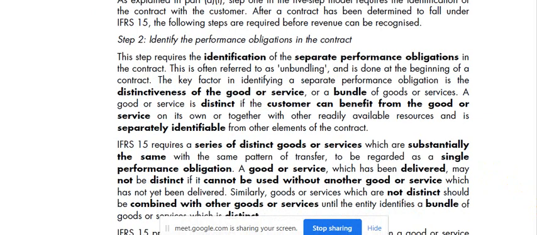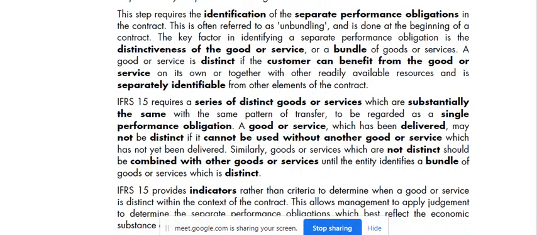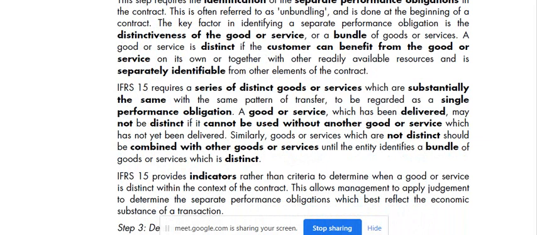The key factor in identifying a separate performance obligation is the distinctiveness of the good or service, or a bundle of goods and services. A good or service is distinct if the customer can benefit from the good or service on its own or together with other readily available resources, and is separately identifiable from other elements of the contract. IFRS 15 requires a series of distinct goods and services which are substantially the same with the same pattern of transfer to be regarded as a single performance obligation.